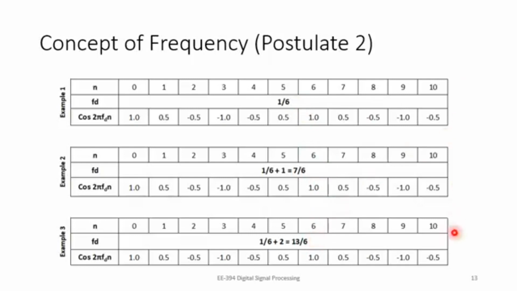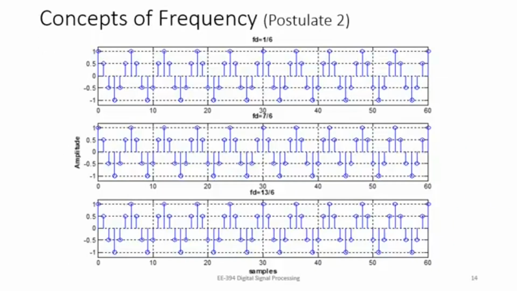So this is a big problem, and we will look at how to solve the issue. The graphical format of this example is given here. You can see that the first example is 1 over 6, the second is 7 over 6, the third is 13 over 6, and if you look at the waveforms of these three signals, they are identical.